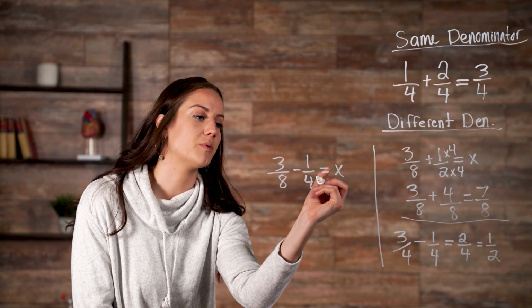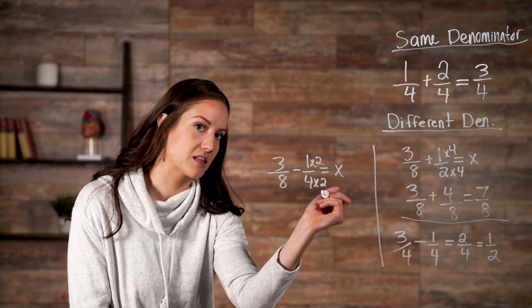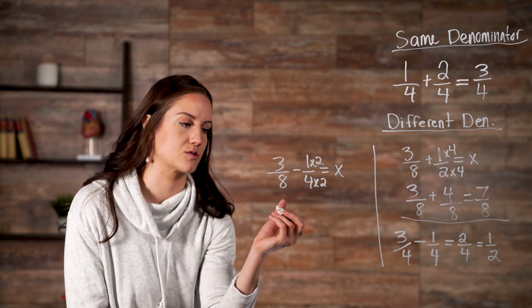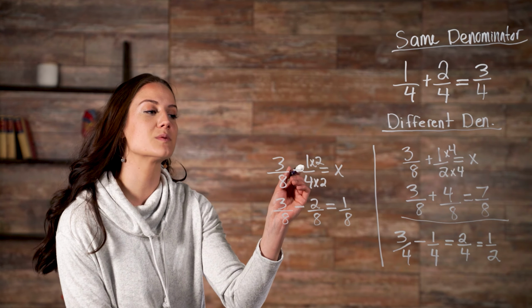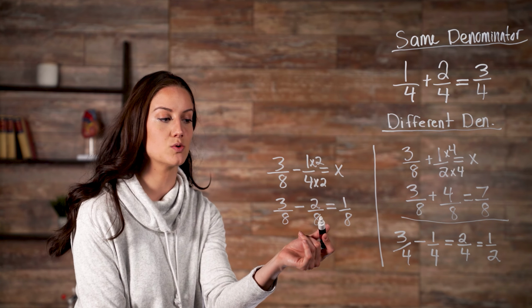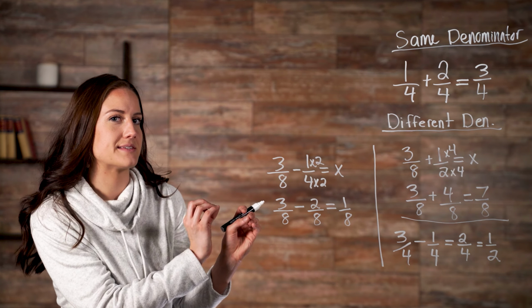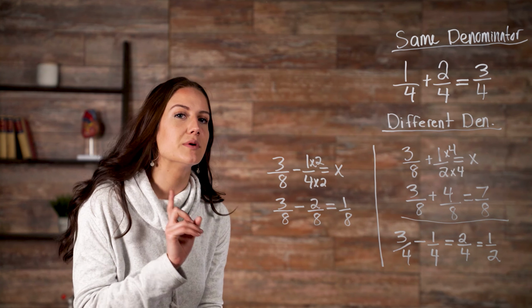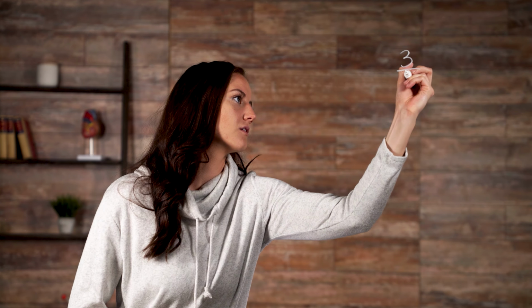Well, in this case, we can multiply 4 times 2. But remember, whatever we do to the denominator, we must do to our numerator. So we can multiply it times 2, and then here's what we get. So once we multiply our second fraction here by 2, we get 3/8 minus 2/8, which gives us 1/8. So these problems were pretty easy because they had either the same denominator or were just really easy to convert. But let's look at one more equation that's a little trickier.